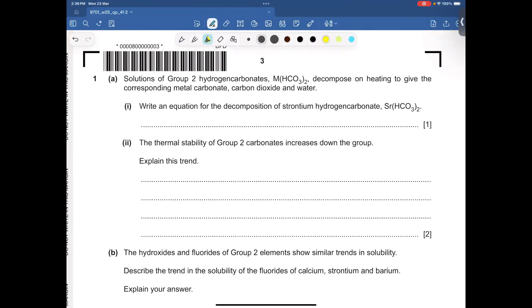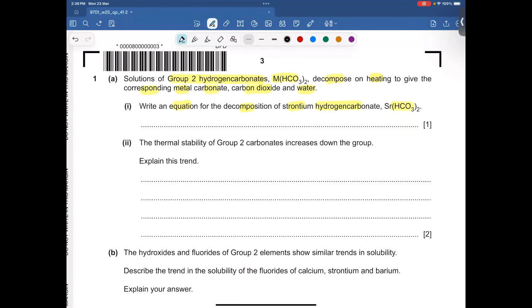So question number 1: solutions of group 2 hydrogen carbonates, generally represented by this formula, decompose on heating to give the corresponding metal carbonate, carbon dioxide and water. Write an equation for the decomposition of strontium hydrogen carbonate.